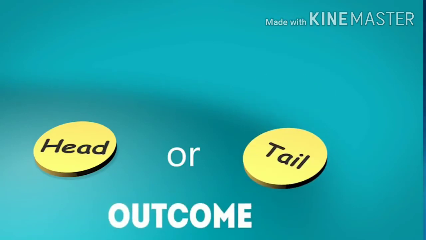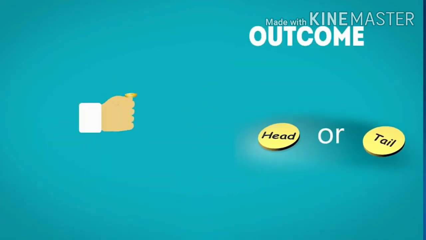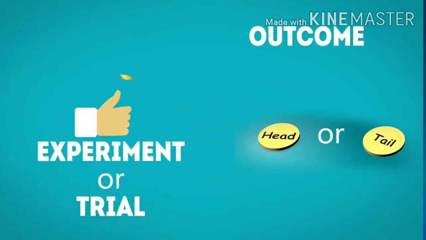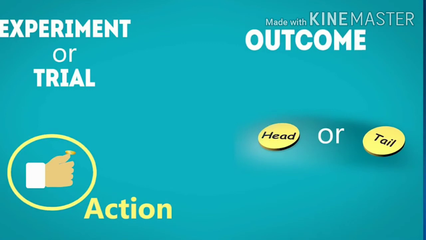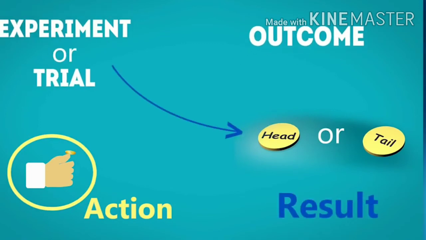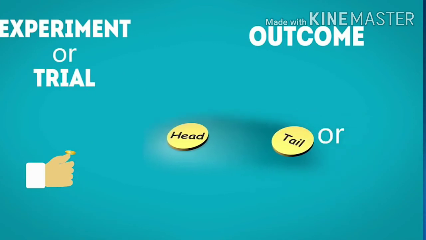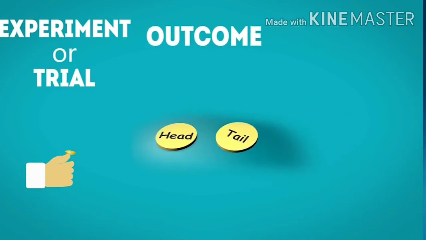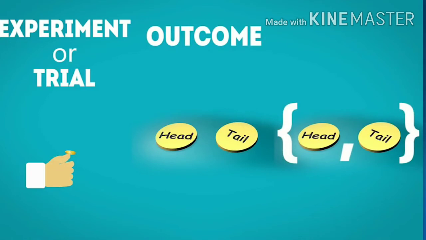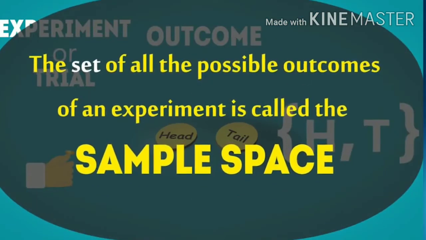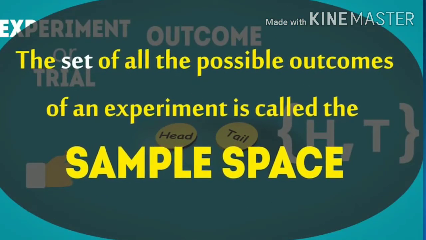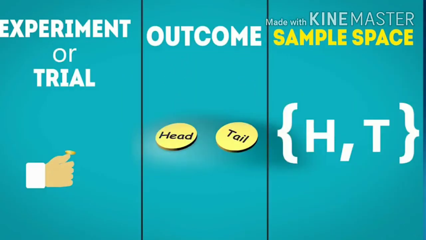There are two outcomes that will decide who is going to start the game of Ludo. This is called an experiment or a trial. In this action, we will get head or tail. These two are called outcomes. The result is either head or tail. If you write these head and tail in set brackets, then it is called the sample space of the event. Heads is counted as H and tails as T. The set of all the possible outcomes of an experiment is called the sample space.